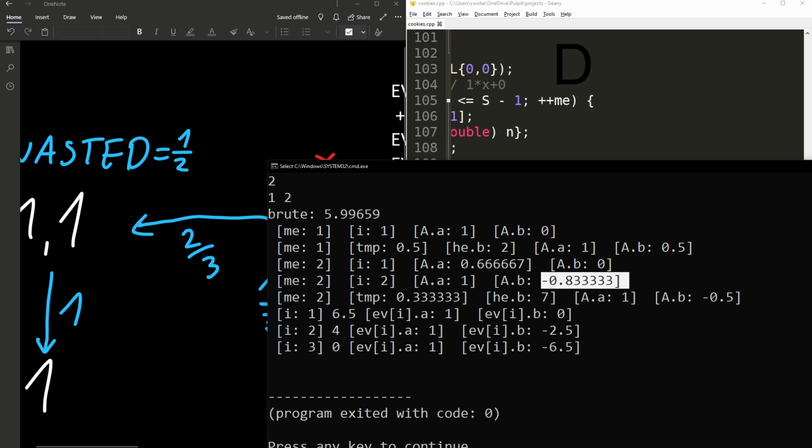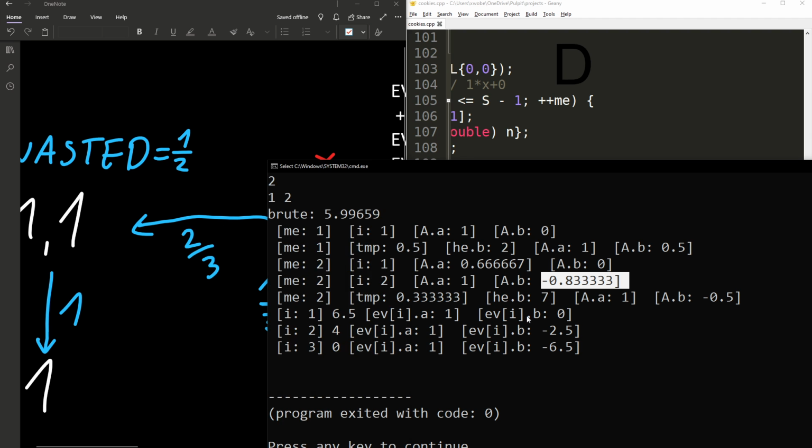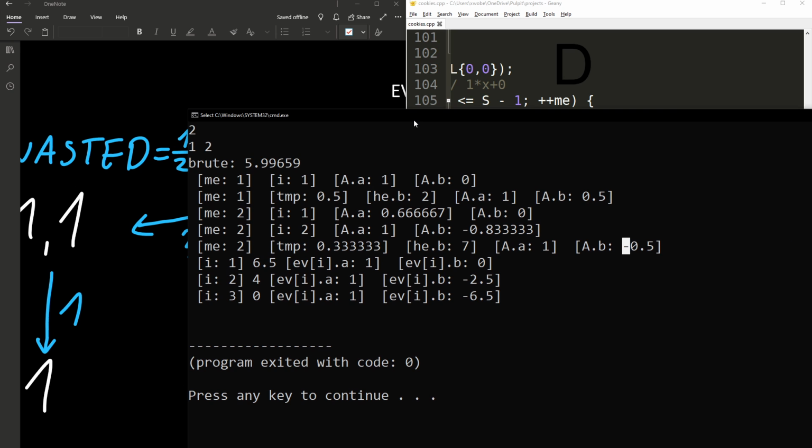TMP is the expected time of being wasted here, and it's this times the probability of getting there. So 1/3. Yeah, it's TMP. If we add that, it's indeed that, minus 0.5. So I think A is fine. Then how do we use A? How do we use A?